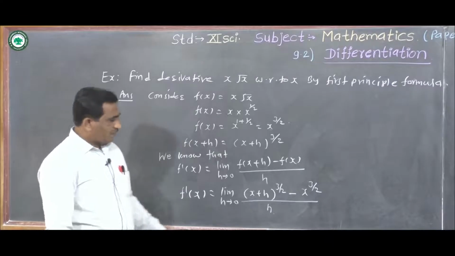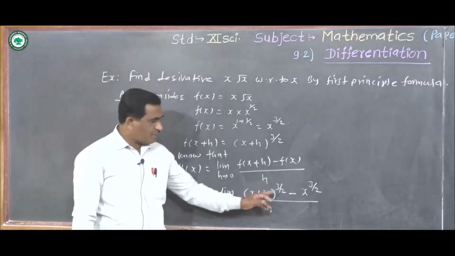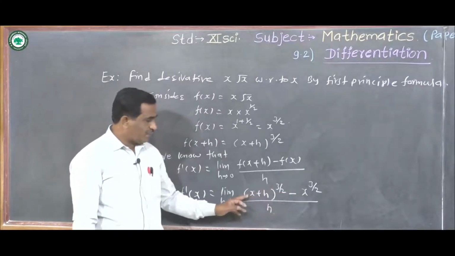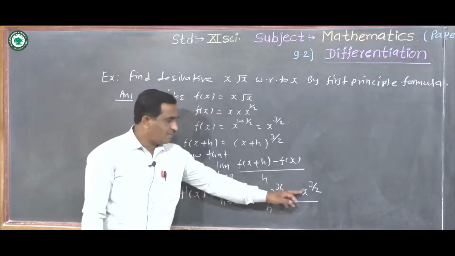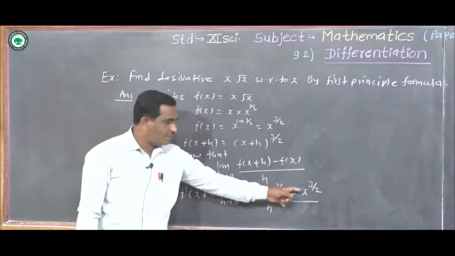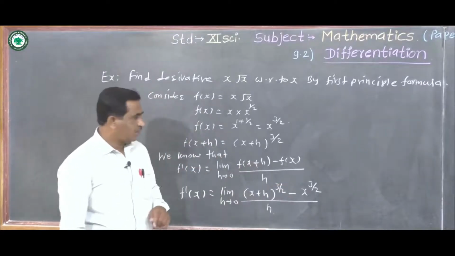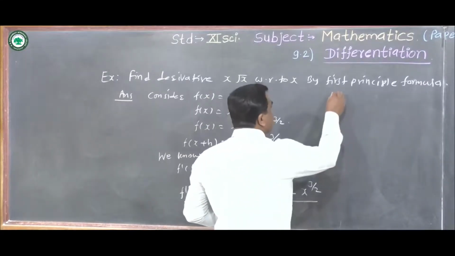Now we can use rationalization here. Take the conjugate of this denominator term. The conjugate is (x plus h) raised to 3 by 2 plus x raised to 3 by 2, and multiply the numerator and denominator by that conjugate.